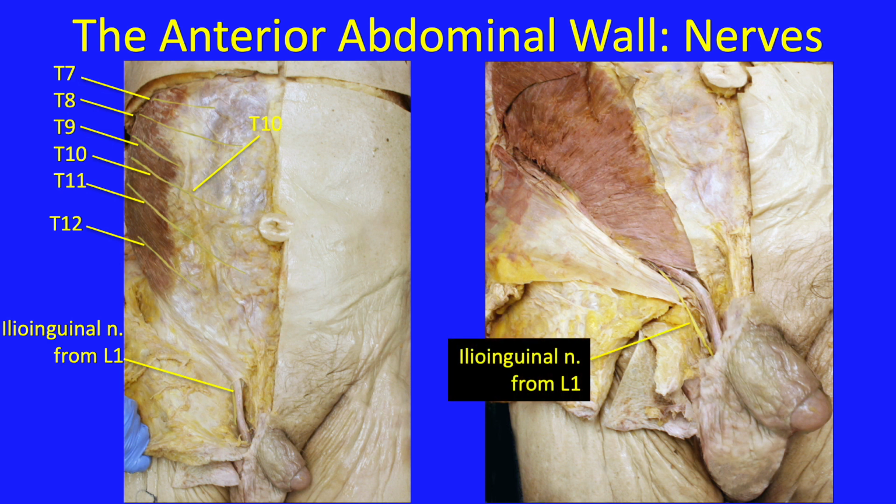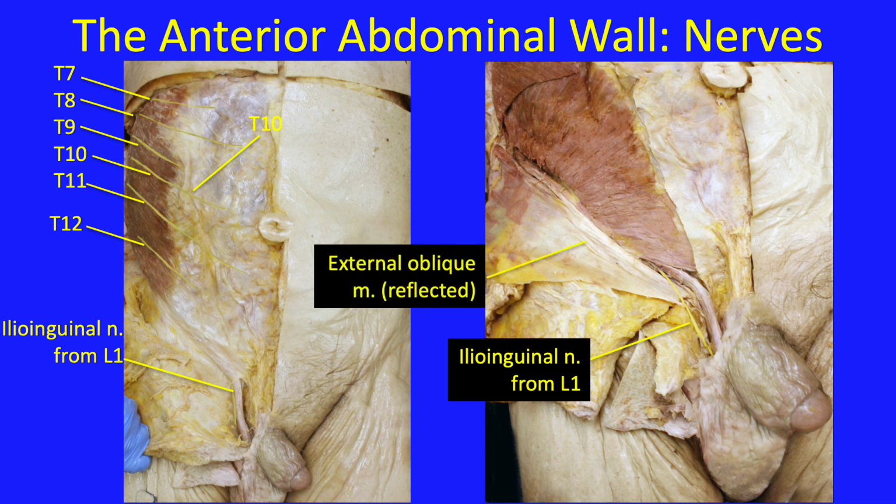In this dissection, the external oblique muscle has been reflected, exposing the internal oblique muscle to demonstrate that all these nerves course between the internal abdominal oblique and the transversus abdominis muscles. The nerves provide innervation to the external and internal obliques and the transversus abdominis muscles. Ultimately, these nerves will pierce the rectus sheath and innervate the rectus abdominis.